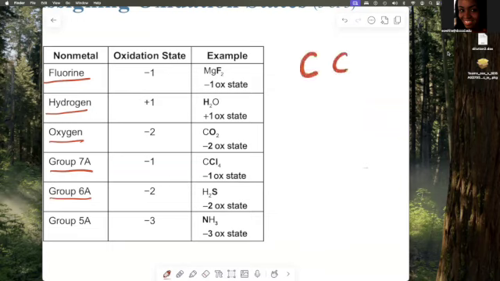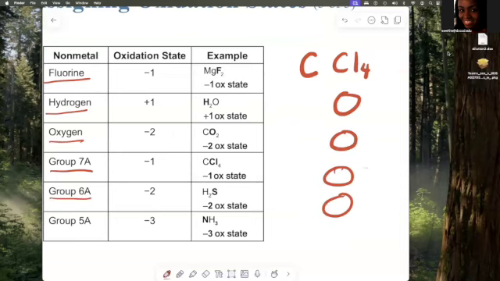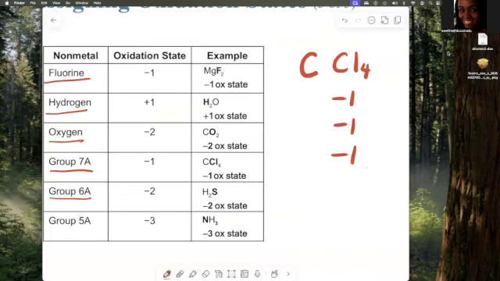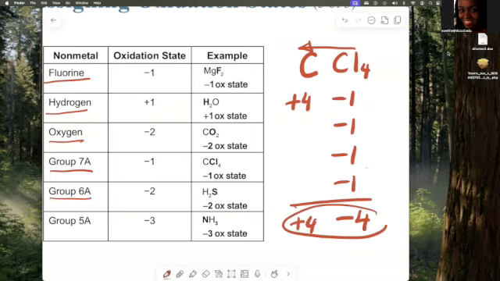Carbon, and then we have 4 chlorines, right? 1, 2, 3, 4. The circles are not necessary, but you get the idea. Each chlorine is -1, -1, -1, -1. We assign the chlorines first because we're going from right to left, and then the carbon has to adapt as +4. So when we total this, we get -4 total, +4, and these add up to give us 0.